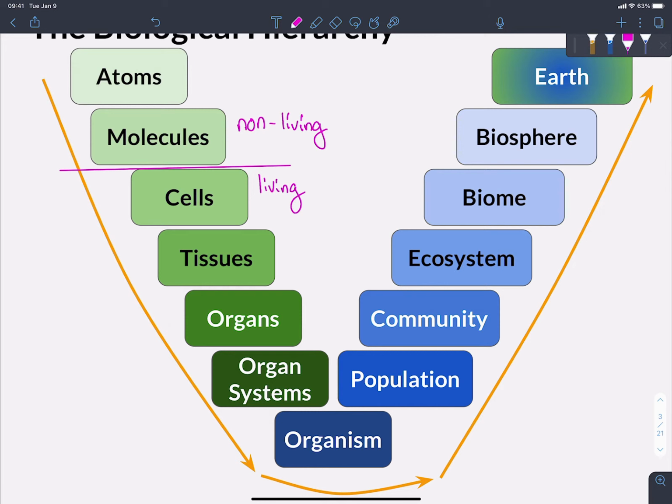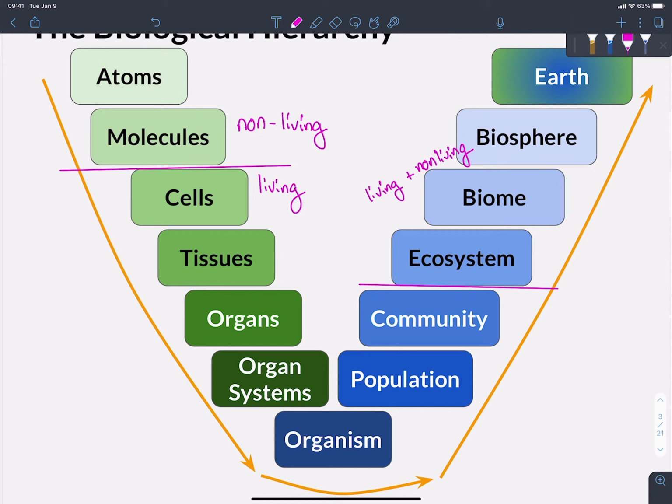And then we start to bring in non-living things again over here, right? Instead of it being non-living and then living, in these structures from the ecosystem on upwards, we've got living and non-living elements working together in these levels. So just a couple of things to keep in mind here.